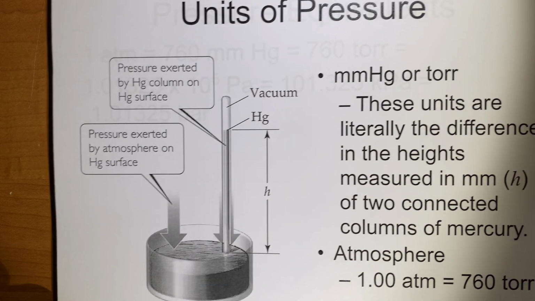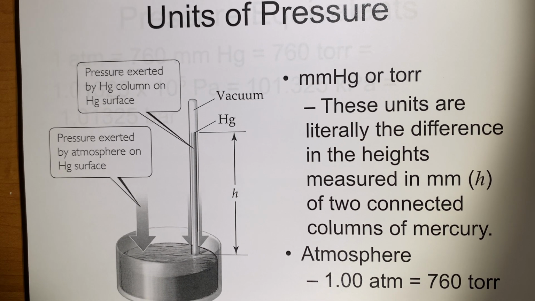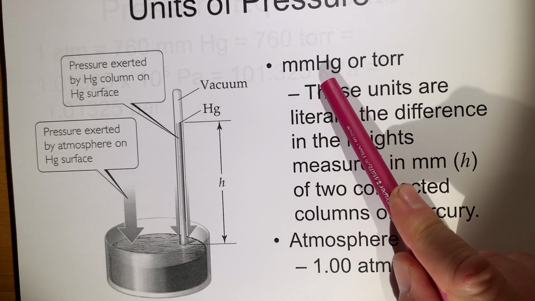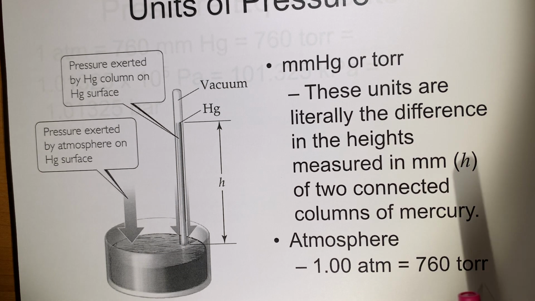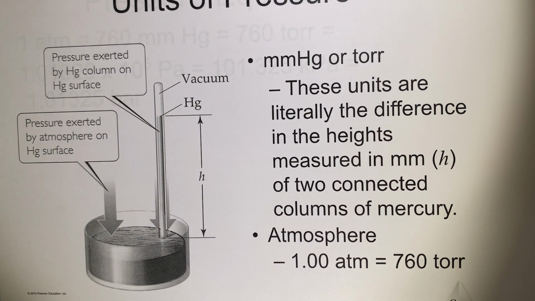Now, other units of pressure. We have other units of pressure in terms of millimeters of mercury or torr. Now, millimeters of mercury and torr are kind of a 1-to-1 ratio, okay? Really, the only difference is the name, okay? The numbers will equal each other, and so if you have to convert between millimeters of mercury and torr, all you have to do is change the label.